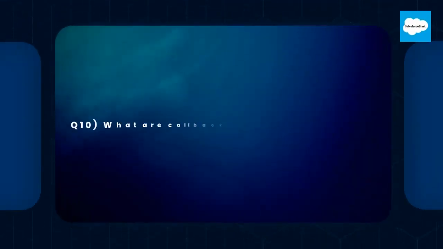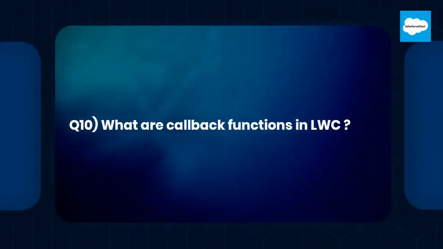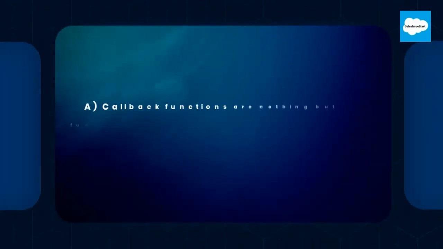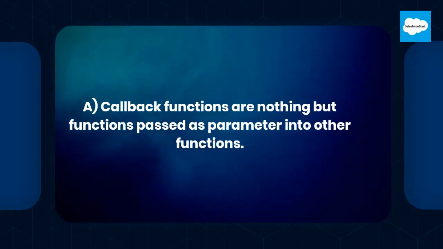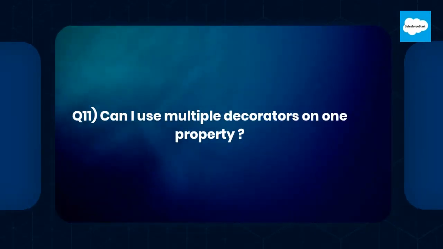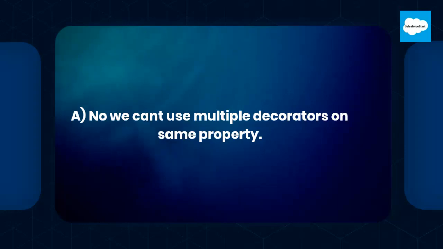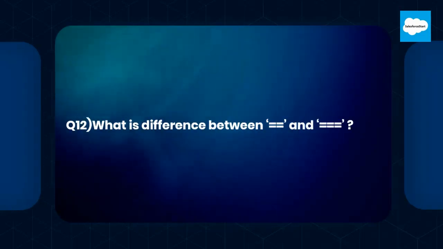Question number 10. What are callback functions in LWC? Answer: callback functions are nothing but functions passed as a parameter into other functions. Question number 11. Can I use multiple decorators on one property? Answer: no, we can't use multiple decorators on the same property. Question number 12. What is the difference between == and ===?